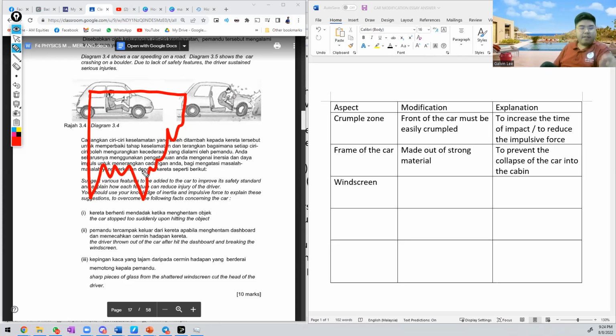We don't want this. We want it so that when it breaks, it breaks in small pieces without sharp edges. This won't cut you. This is good. So you see, I'm combining 2 and 3 there. So what do we do?